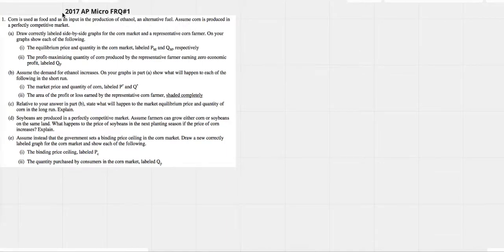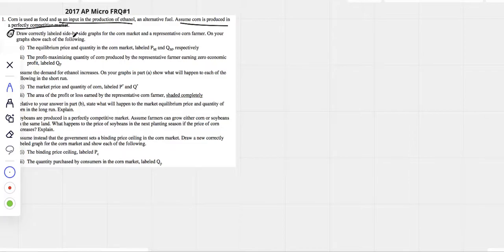AP Micro FRQ, number 1. Corn is used as food and as an input in the production of ethanol. Assume corn is produced in a perfectly competitive market. Draw a labeled side-by-side graph for the corn market and a corn farmer. We know that means a firm.